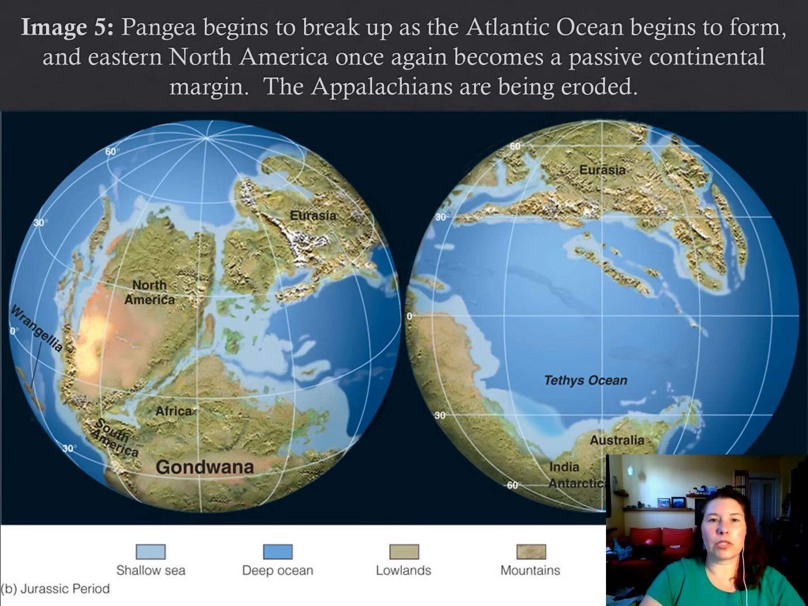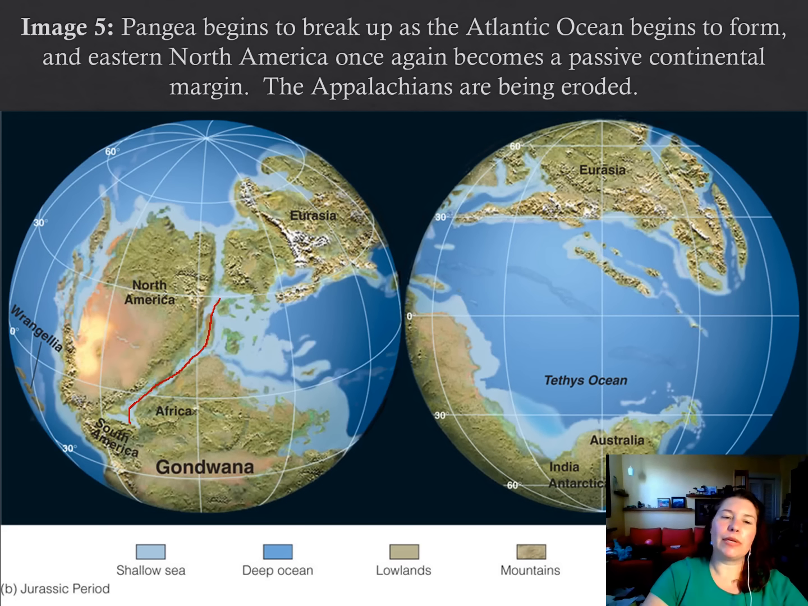Okay, so Pangea is breaking up, and so we're starting to form the mid-Atlantic ridge. We're starting to form the Atlantic Ocean, very much like the East African Rift Valley is forming today. But this is older, and it's a split apart, not of Africa, but of Pangea.